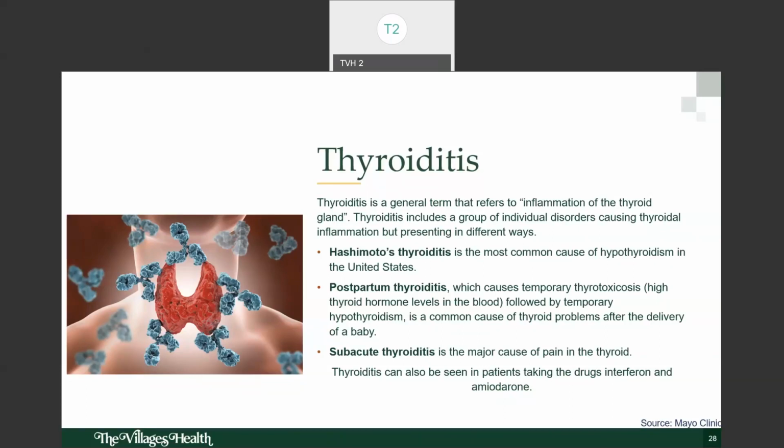The third one here is subacute thyroiditis. It is the major cause of pain in the thyroid. Thyroiditis in general can be seen in patients that are taking the drugs interferon and amiodarone. So if you're on these medications, your doctor is most likely monitoring you more closely to make sure that there are no changes happening with your thyroid gland, as well as with your hormones.